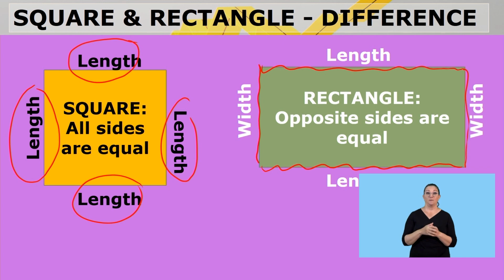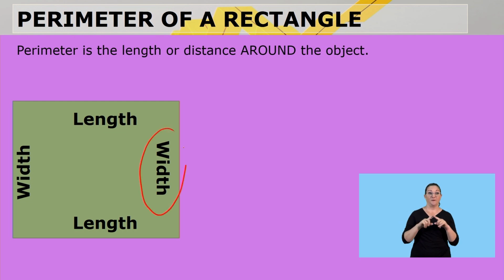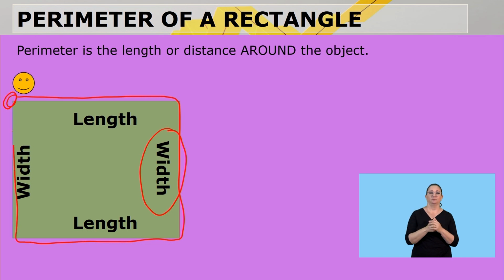Remember, the square, all sides are equal. Rectangle, only the opposite sides. So what happens now is the length from the squares only now becomes widths. So the perimeter again is going to be starting over and going around. There's our smiley face. It's going to show us again. So the length, the width, the length, and the width.